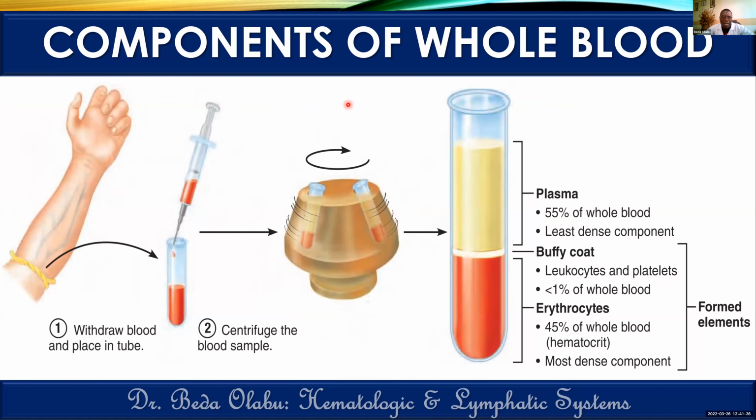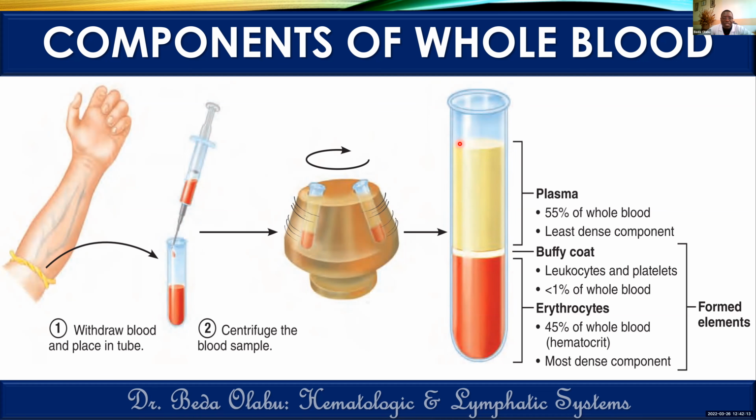If you take whole blood and put it in a test tube like this, and then it is allowed to settle, or you can centrifuge it so that the cellular elements sediment down, and so the fluid component goes up, we'll see some layering of the various components of blood. So this layering tells us much about the proportion occupied by the different components of blood.